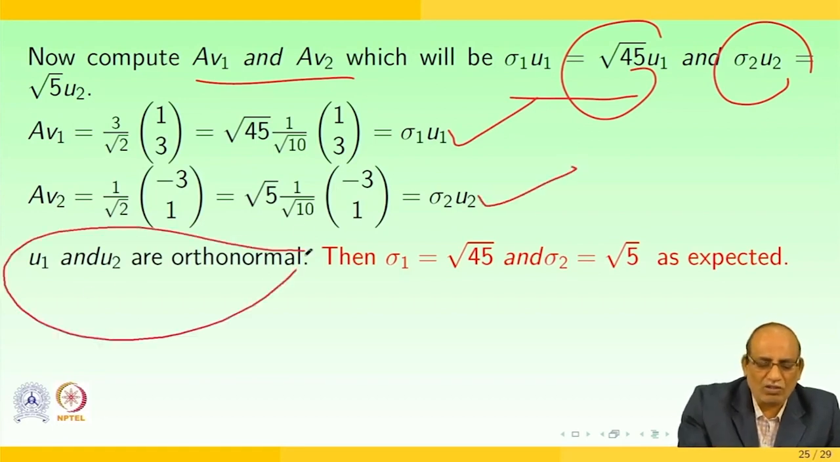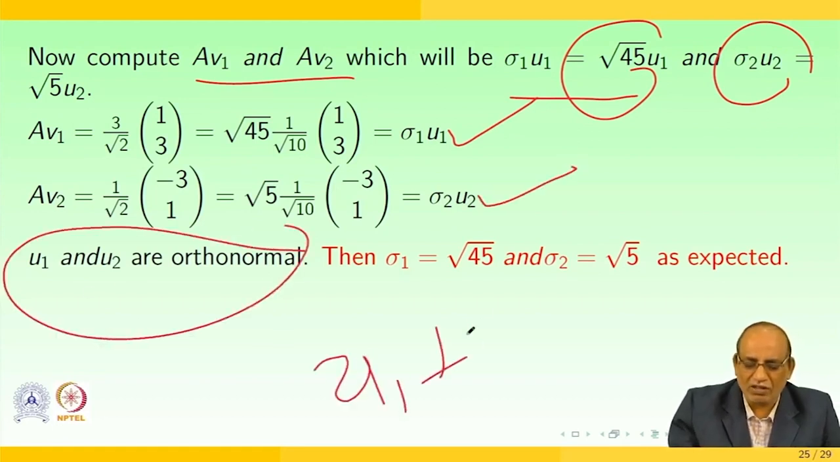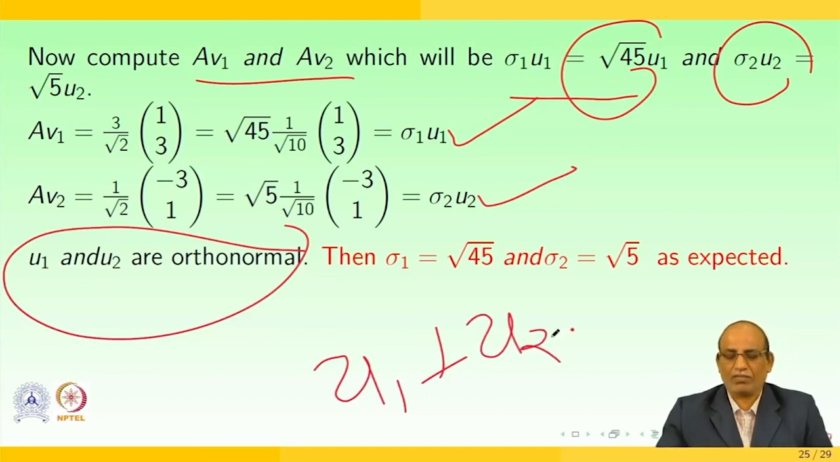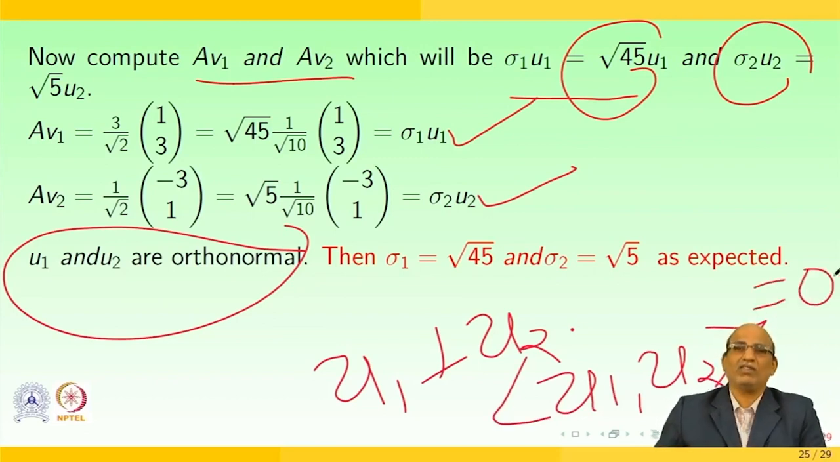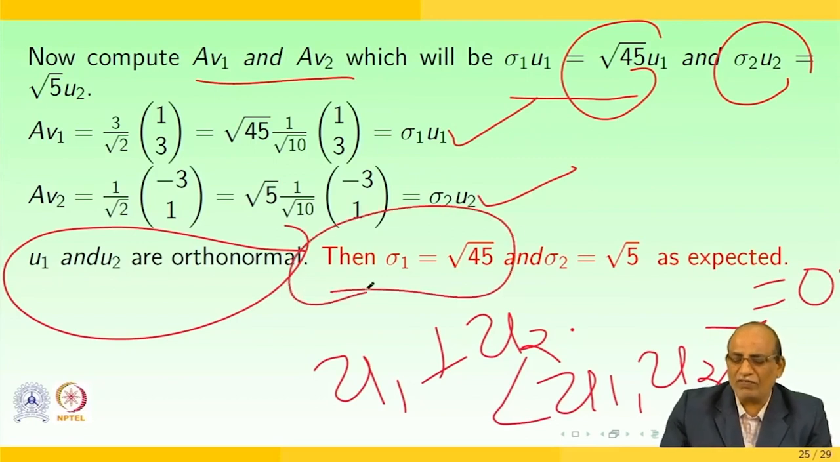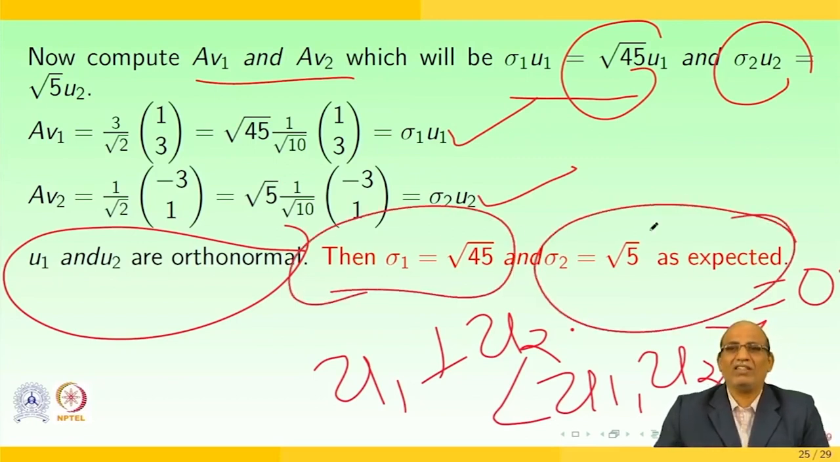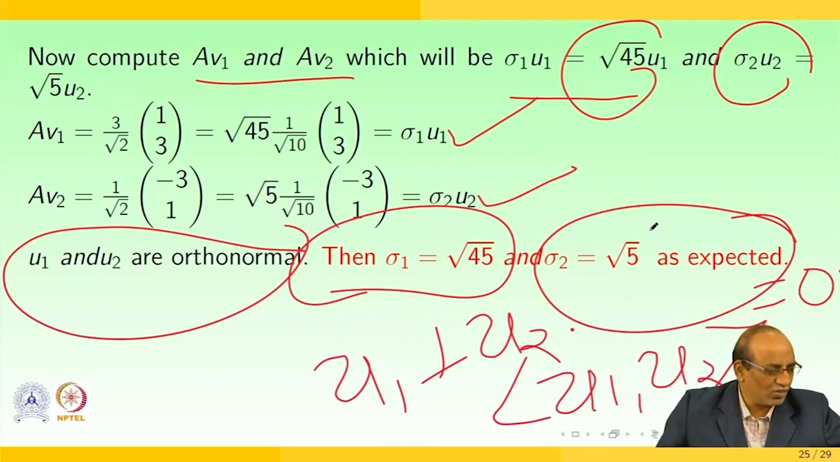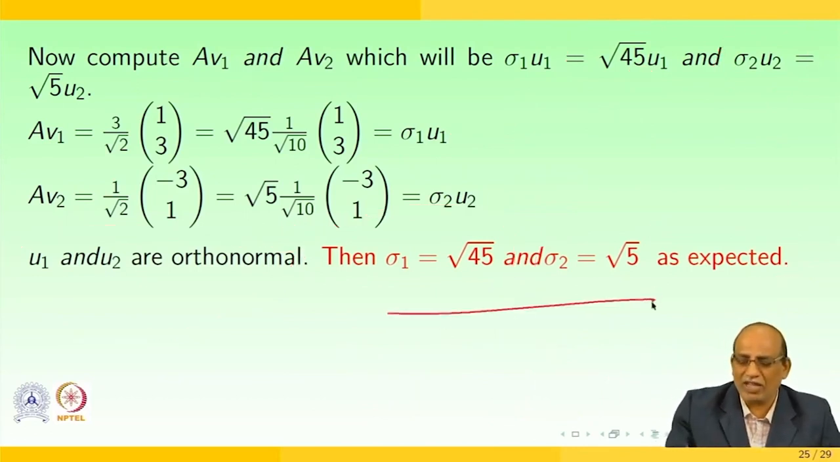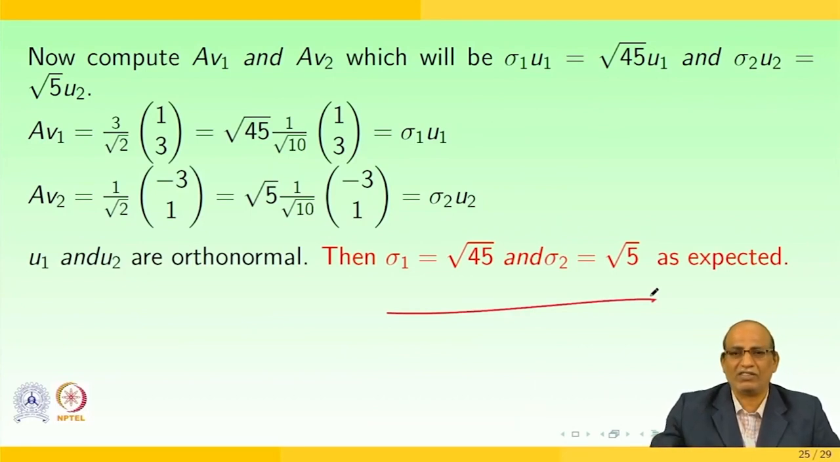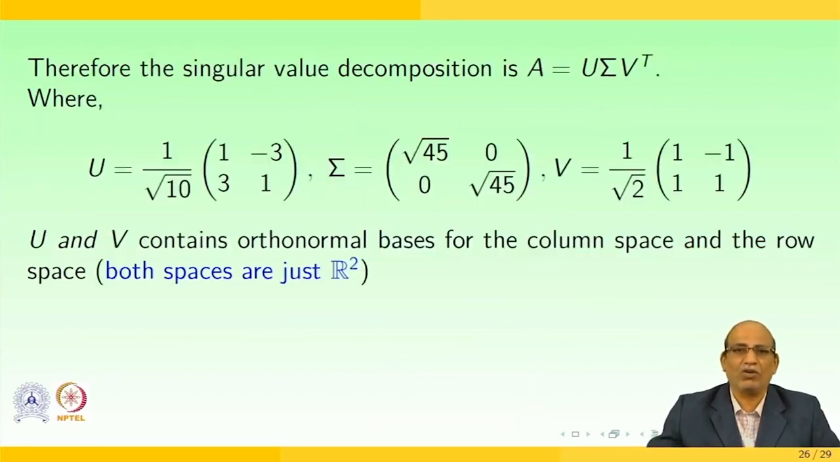So, U1 and U2 are orthogonal vectors. That means U1 is orthogonal to U2. Thus, in terms of inner product, this happens to be 0 because they are all orthogonal. Therefore, sigma 1 is equal to square root of 45, sigma 2 is equal to square root of 5, as expected in the previous case. So we get the same values as we were expecting. Let us go ahead.